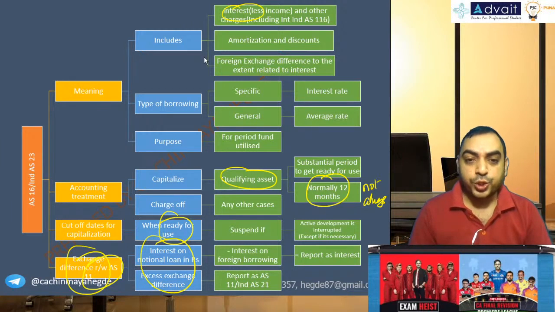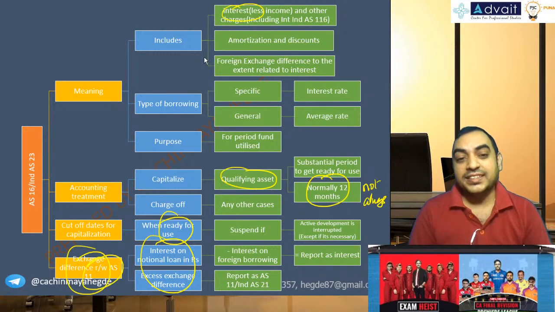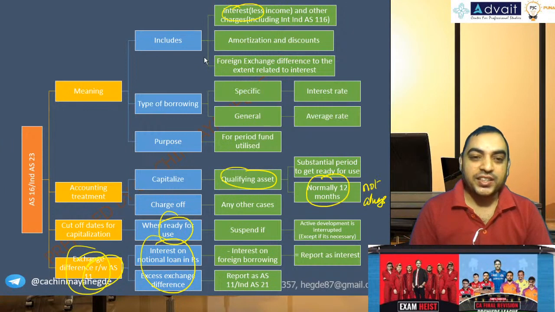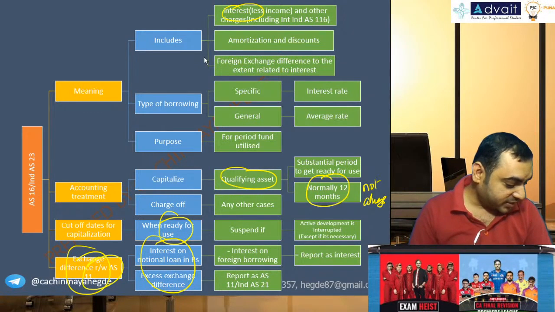Okay. Any other question so far? If you have anything, you can ask. And after this, we'll go to the important segment, that is foreign exchange versus borrowings.